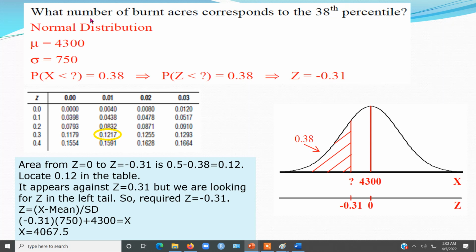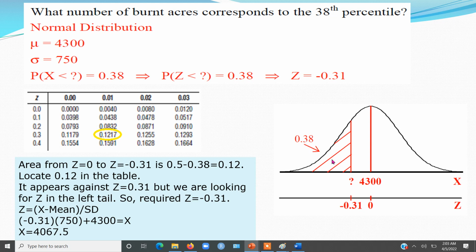The question says, what number of burnt acres corresponds to the 38th percentile? The 38th percentile means a number which covers 0.38 area before it. For example, if we were computing the 60th percentile, then that area towards the left would have been 0.6. So here we have the 38th percentile, so the area towards the left of the required number is 0.38.